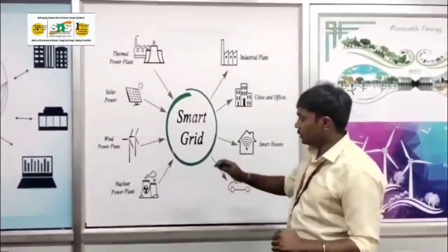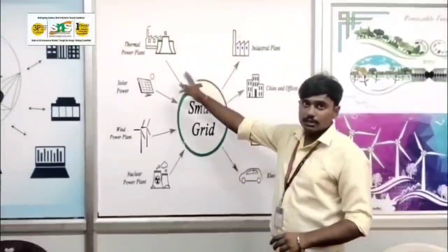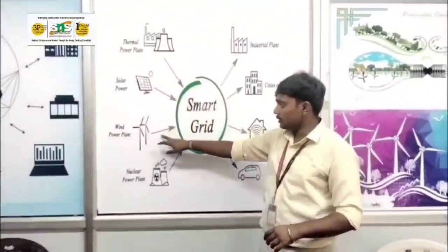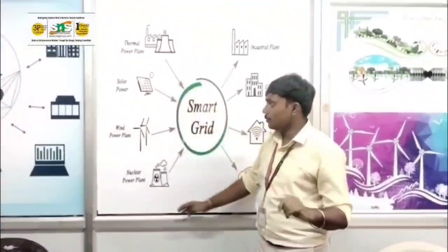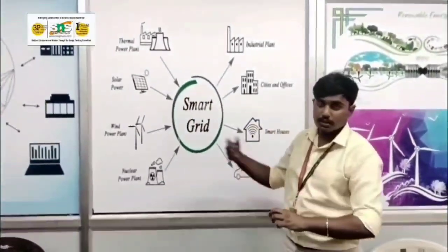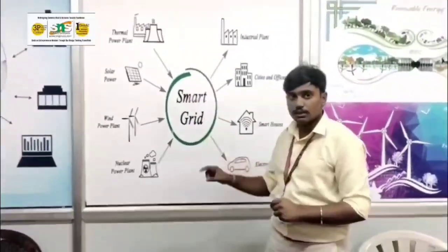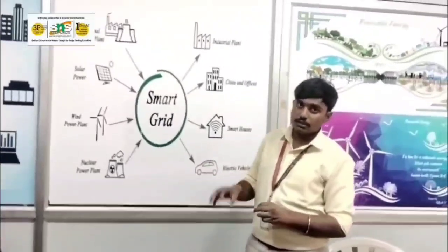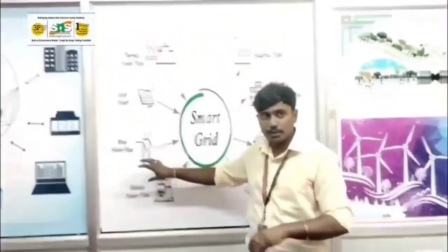When we are coming to the smart grid with the distributed generation, the main part is from thermal power plant, solar power, wind power and nuclear power plant. These four different types of power plants generate their own energy and supply it to the smart grid through a grid known as microgrid. The microgrid is used for giving the power from the particular power plant to the smart grid.